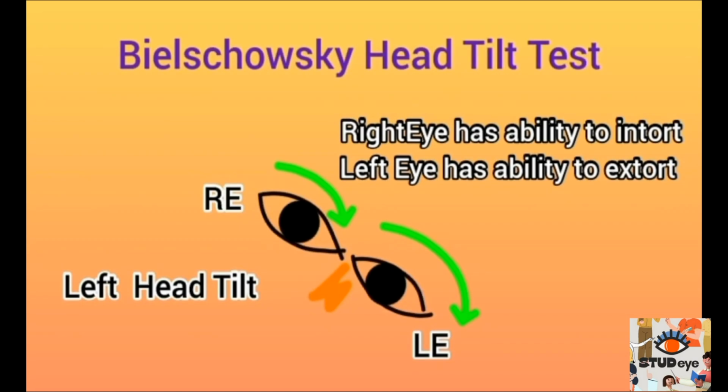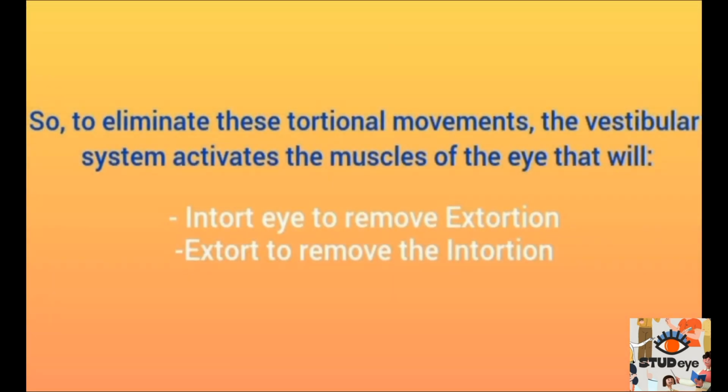So now when you ask the patient to tilt his head towards the left side, what happens is that the right eye now has the ability to intort, while the left eye has the ability to extort. Now what happens actually, when this intorsion and extortion in the eyes occur, it will cause rotation of the image and the patient can have a problem. So normally, to remove these torsional movements, the vestibular system activates the muscle of the eye that will work opposite to the tendency of the eye, right?